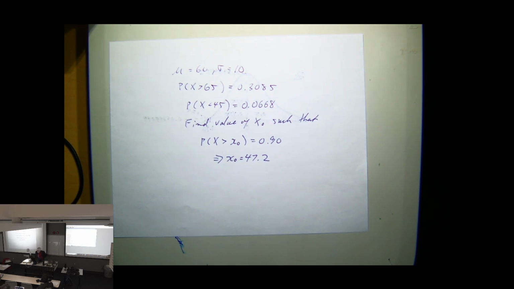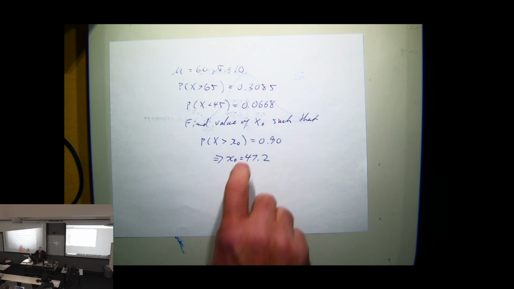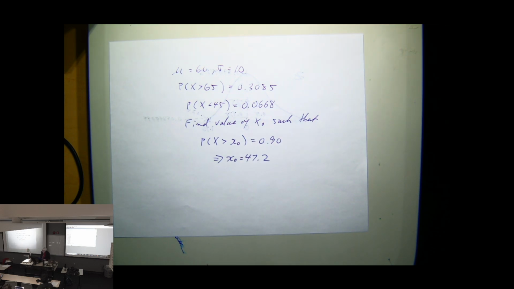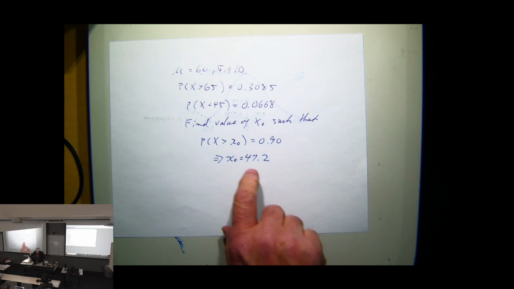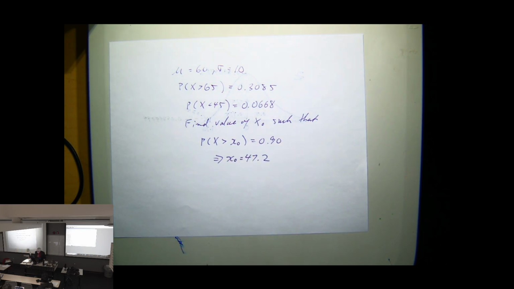Okay, and well, how about this question right here? We wanted the value of x naught such that the probability above x naught was 0.90, and okay, so there's a couple ways to go about doing that, but let's just work with one of them.